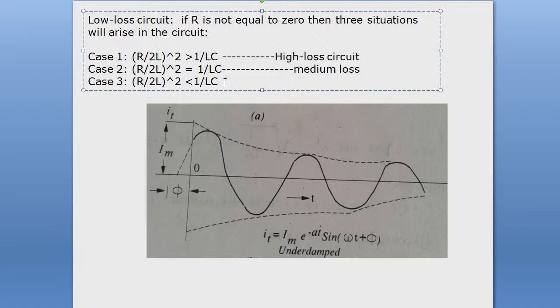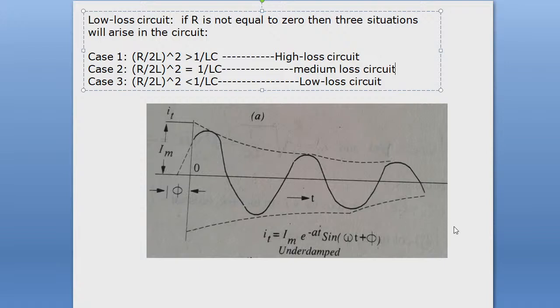And this case, low loss circuit. The corresponding response for the first case is known as over damped response, this case is critically damped response, and this case is under damped response.